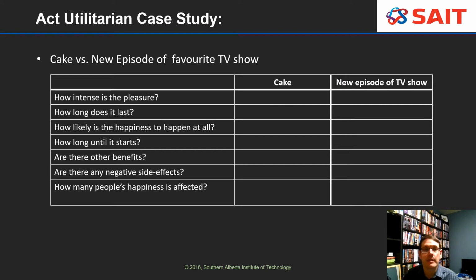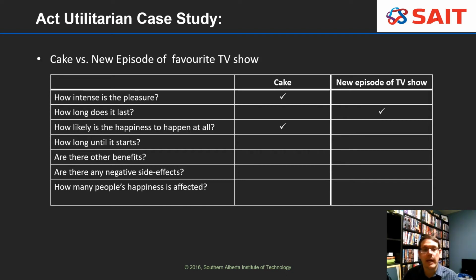The first utilitarian case study we'll look at is the decision between eating a slice of your favorite cake or watching a new episode of your favorite TV show, whatever that happens to be. So the first question is, how intense is the pleasure? Well, in general, eating your favorite dessert will probably be more intense a pleasure than watching a TV show. On the other hand, the TV show is likely to last longer than your favorite dessert. Your favorite dessert might only last a few minutes, where your favorite TV show might be half an hour or an hour, maybe even longer.